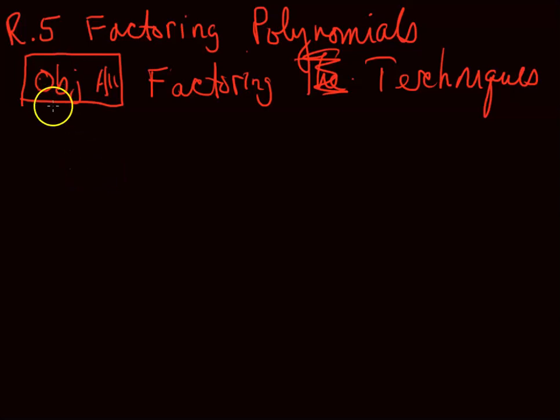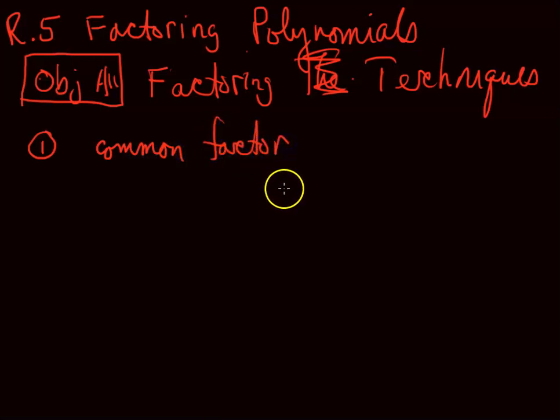So, what are the techniques? Well, I put them in order like this so that I can remember. The first thing you should try to do is look for one factor, the common factor. Look at all the different terms and see if you can pull out a common factor. If that is not available, you start thinking of two terms at a time, and there is the difference of two squares.